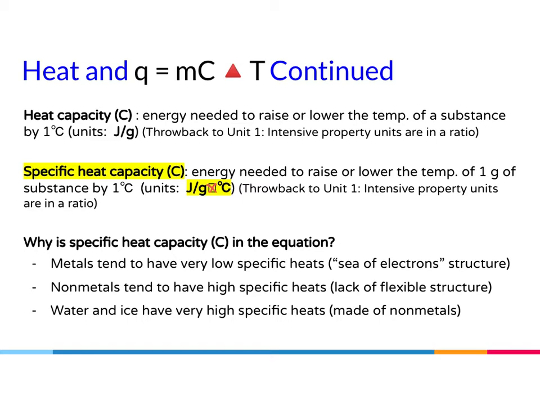Metals tend to have very low specific heats. They are good conductors due to their sea of electron structure. Nonmetals tend to have high specific heats because they have a lack of flexibility in their structure. Water and ice have very high specific heats because they are made of nonmetals. We use them a lot in a lab technique called calorimetry, which is what we're going to learn about in 5.02.